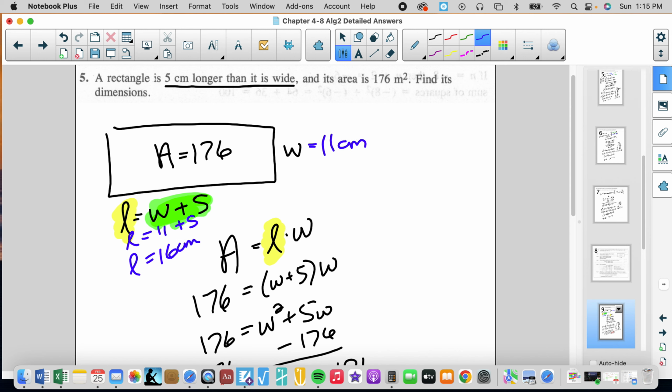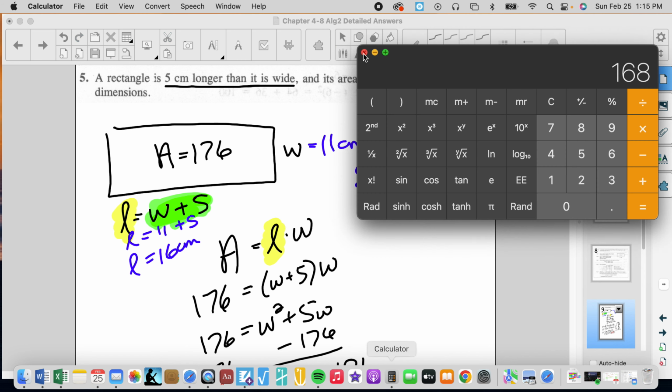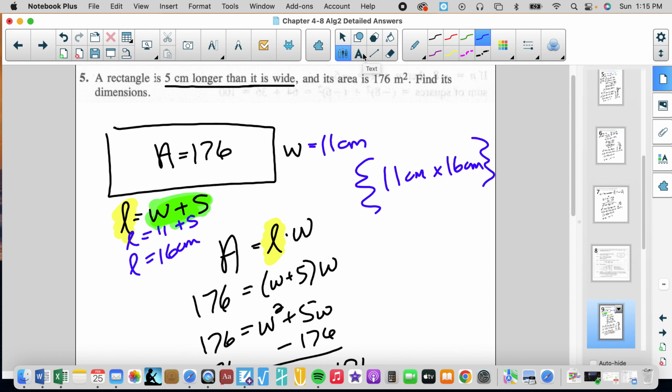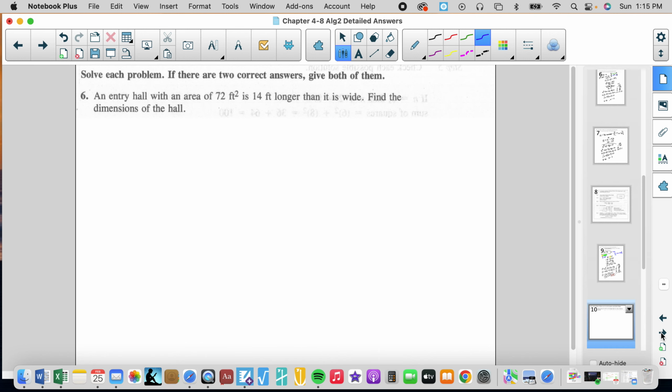So find its dimensions. The answer would be 11 centimeters by 16 centimeters. That's how we would give our answer. And is it 5 times longer? Yeah. And does 11 times 16 equal 176? Yes, it does. I already know how to multiply by 11s. Good.